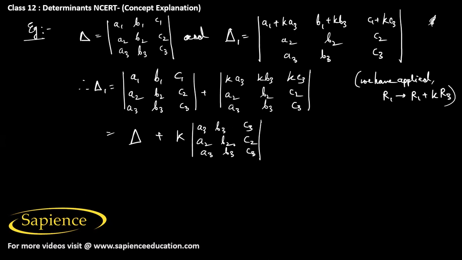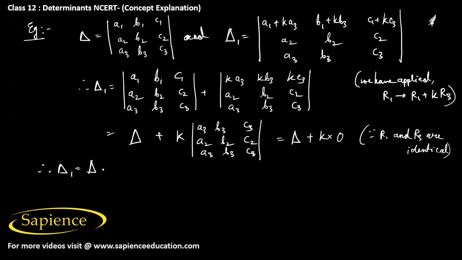Now, since the first row and third row are identical, the value of this determinant will become zero, by using property 3. So this will be equal to delta plus k into zero, since here R1 and R3 are identical. So k into zero is zero. Therefore we can see that delta 1 is equal to delta only.